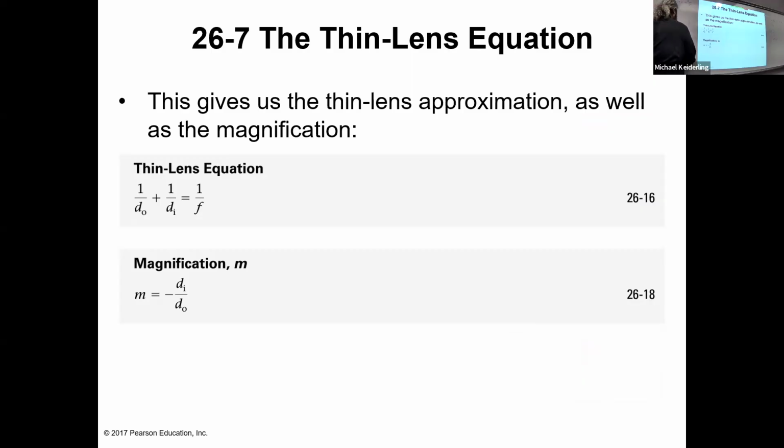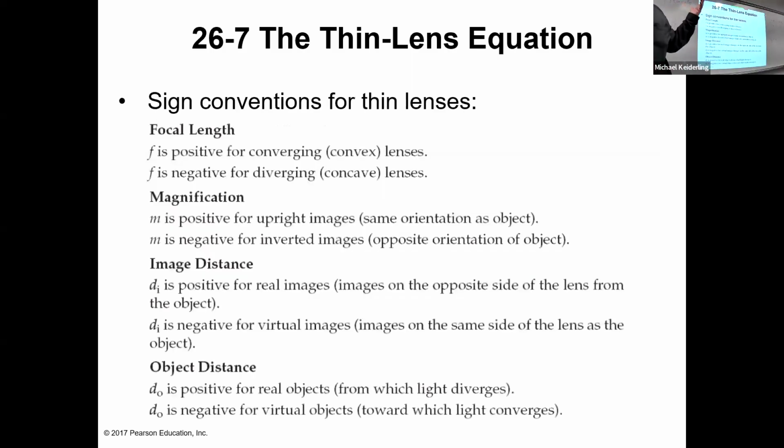However, the big difference between mirrors and lenses is that with lenses, when d_i is positive, it is on the opposite side of the lens from the object, because lenses let light through them instead of bouncing it back. So some conventions. Focal length is positive for converging lenses, convex lenses. It's negative for diverging or concave lenses, which is again opposite to mirrors. Concave mirrors are converging, convex mirrors are diverging.